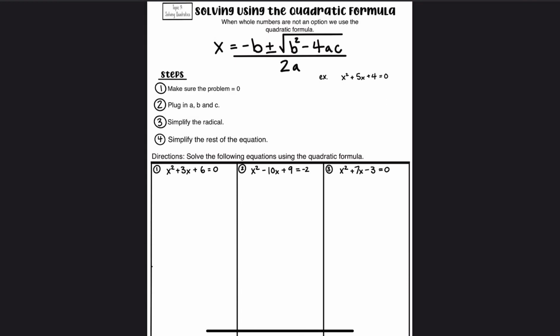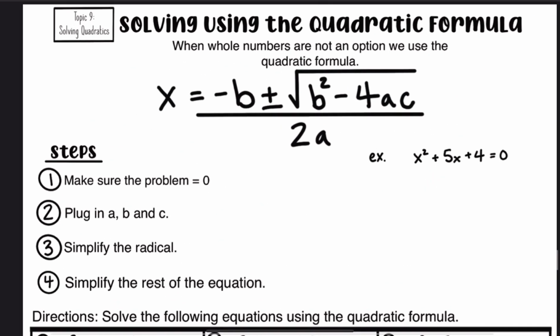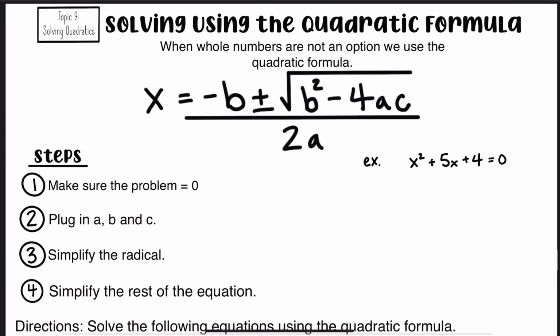All right, hello people. So today we are solving using the quadratic formula. So basically, when nothing else is an option, this is what we use. So the quadratic formula is x equals negative b, or opposite b. I'll write that in there.